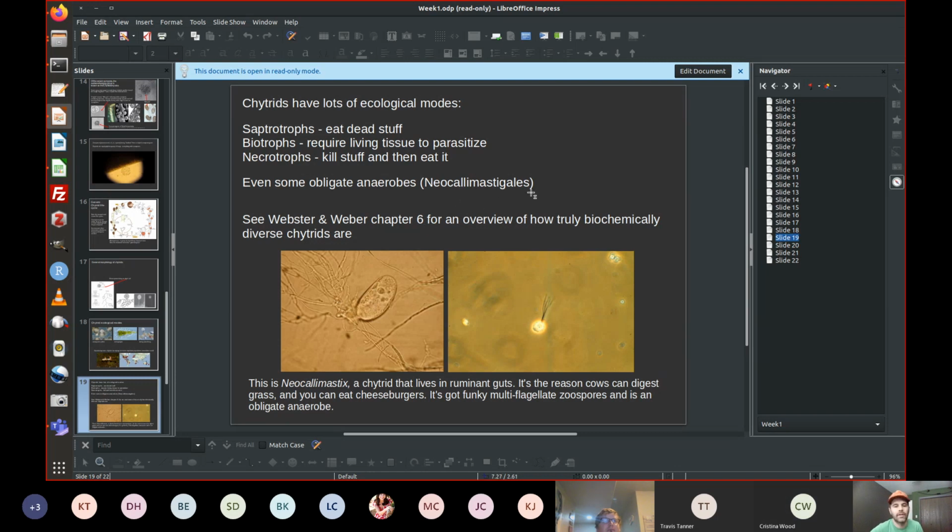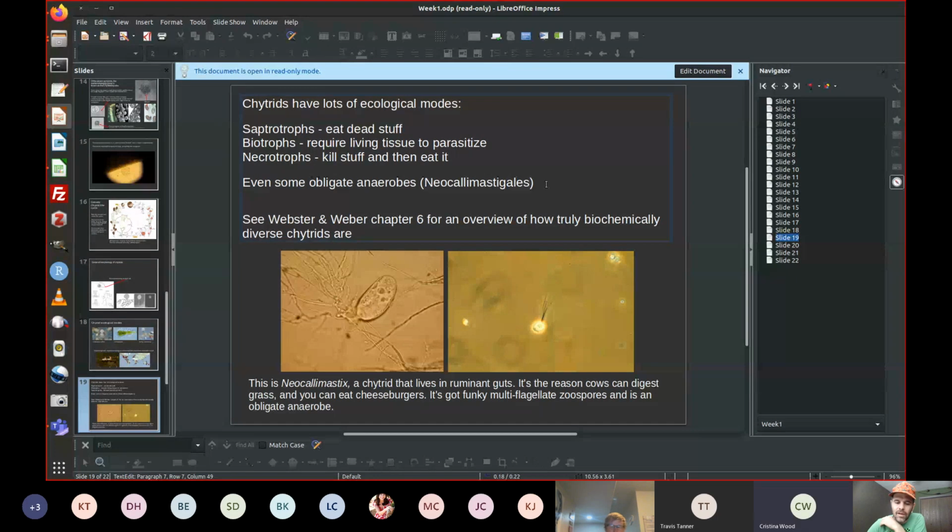And then these are in the group Neocalamastigomycetes. These are the gut fungi that live in cows and do the digesting of grass for them. Okay. So when you read in chapter 6 of Webster and Weber, you're going to see all these different biochemical groups, like nice examples from the chytrids. It doesn't really go into the Neocalamastigales because they're relatively recently discovered. They do have zoospore stages, but they're quite different from the rest of chytrids. But ecologically and agriculturally very important.